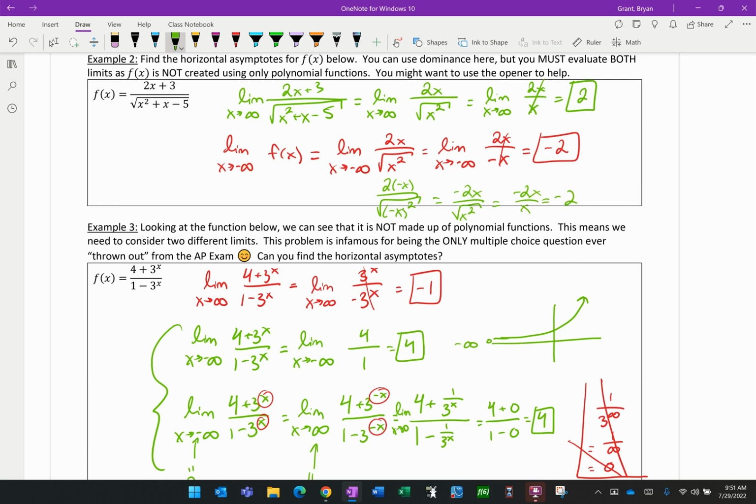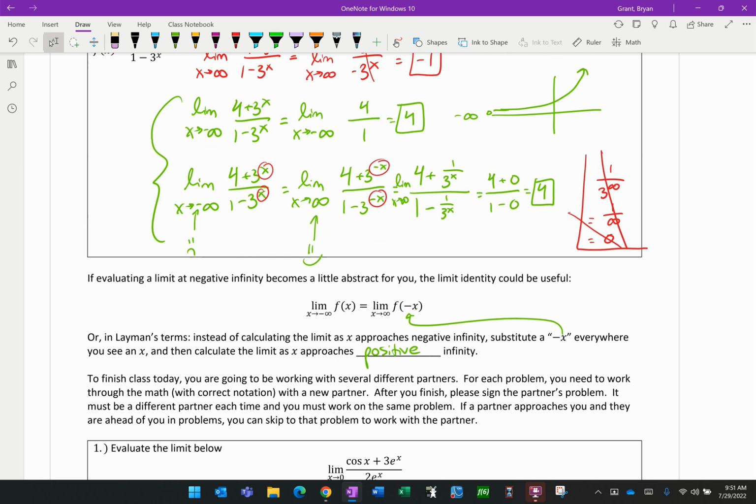So again, if you get to negative infinity and you can't remember the tricks, replace the x's with negative x's and just find positive infinity and you'll be fine.